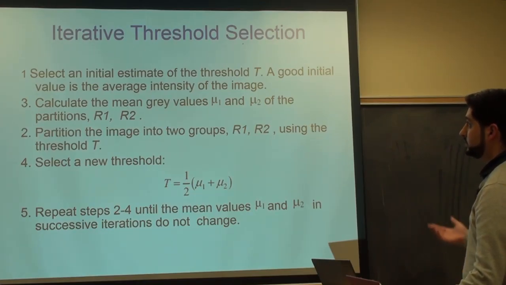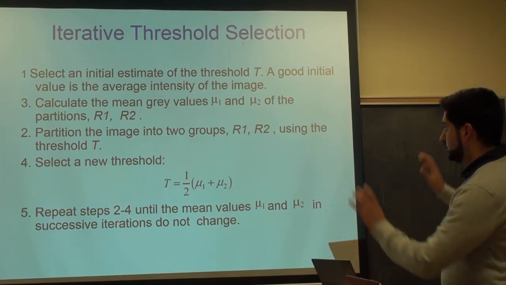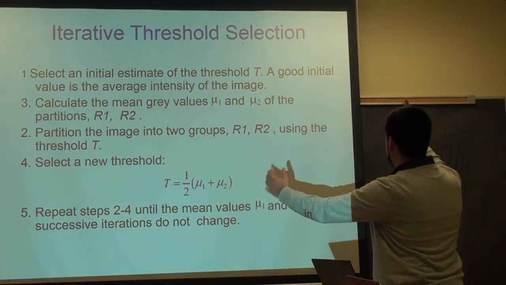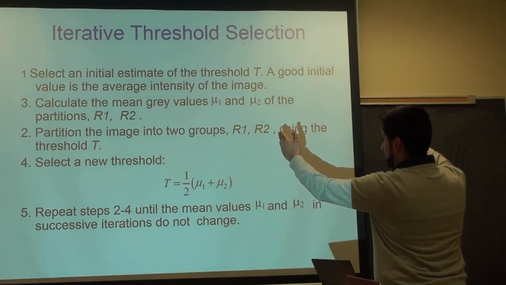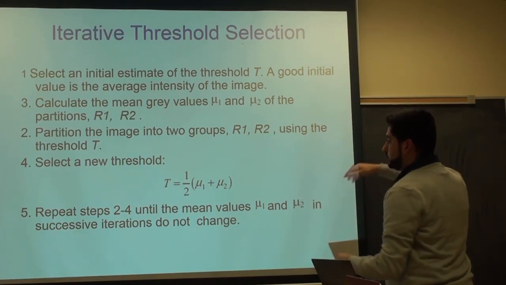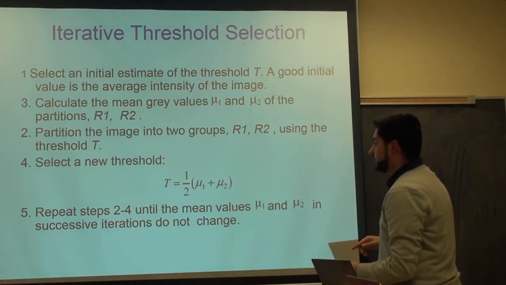One method is iterative threshold, in which we choose two means. We look at the histogram, and we choose any two points in the picture. We say this is our mean and this is our second mean. Then we use this formula and we calculate a threshold.